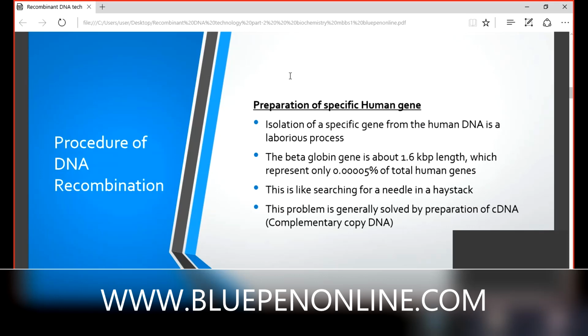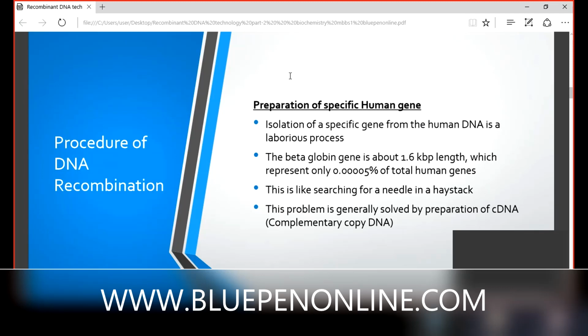Isolation of a specific gene from the human DNA is a laborious process. Beta globin gene is about 1.6 kilobase pairs long, which represents only 0.00005% of the total human genome. This is like searching for a needle in a haystack. It's a very difficult process. So we have to find that very small part from a huge part.